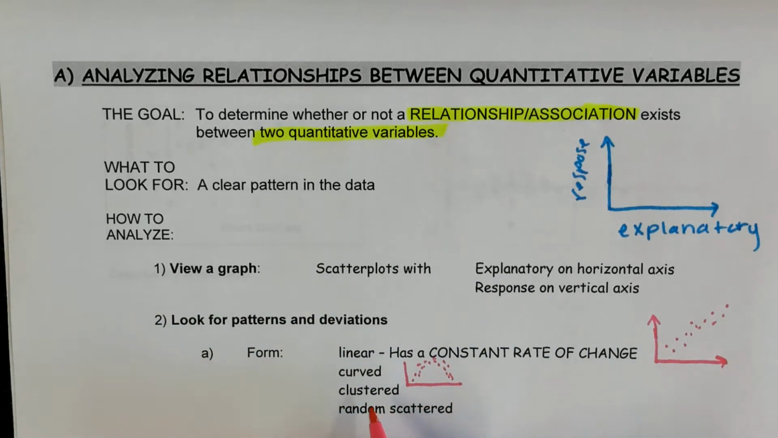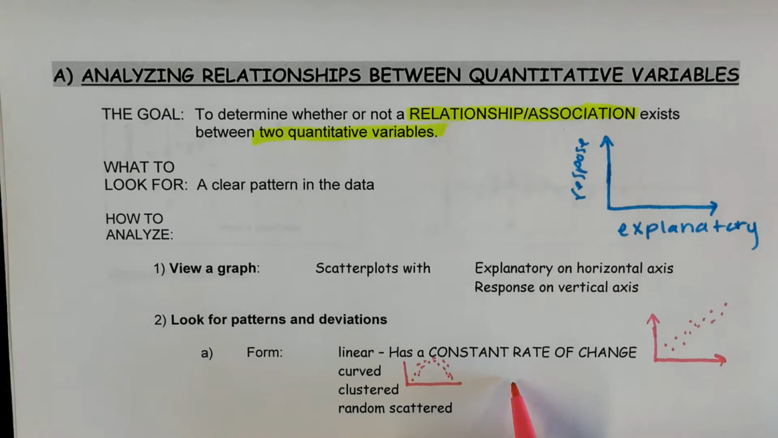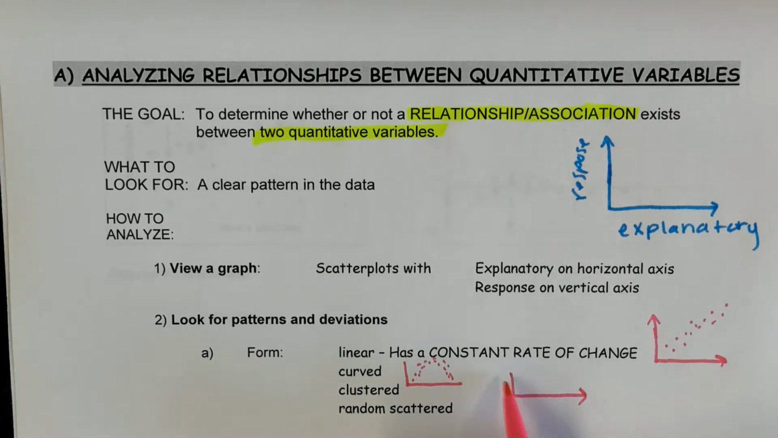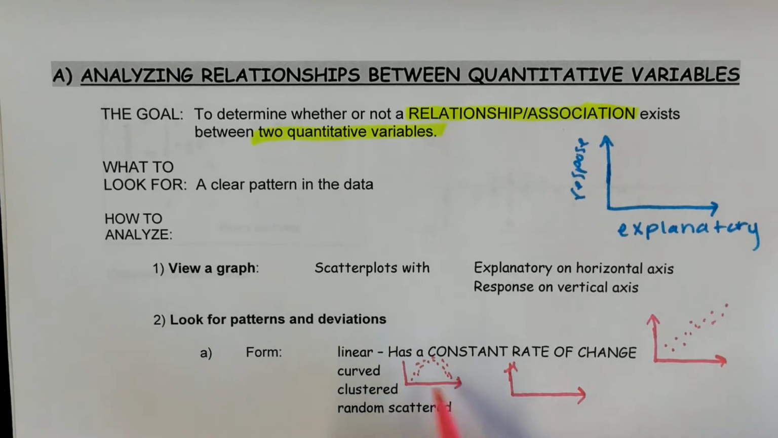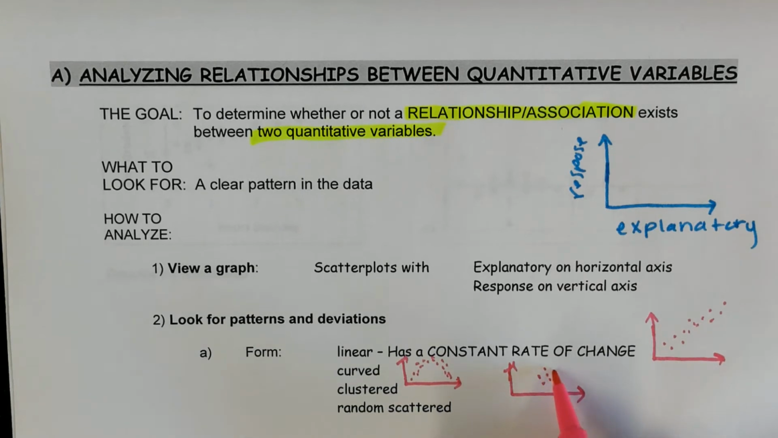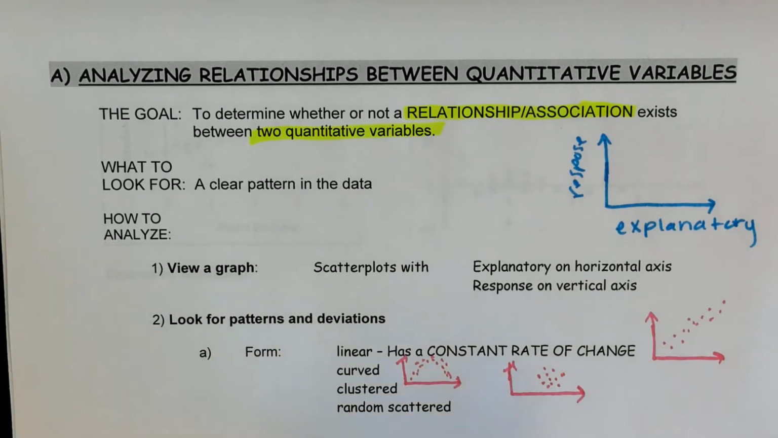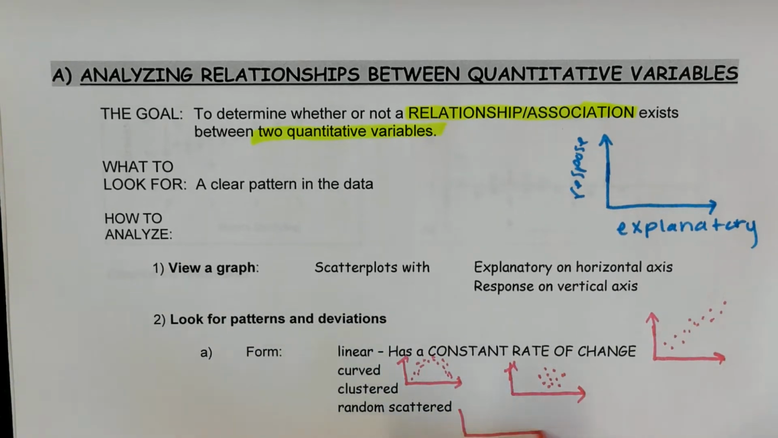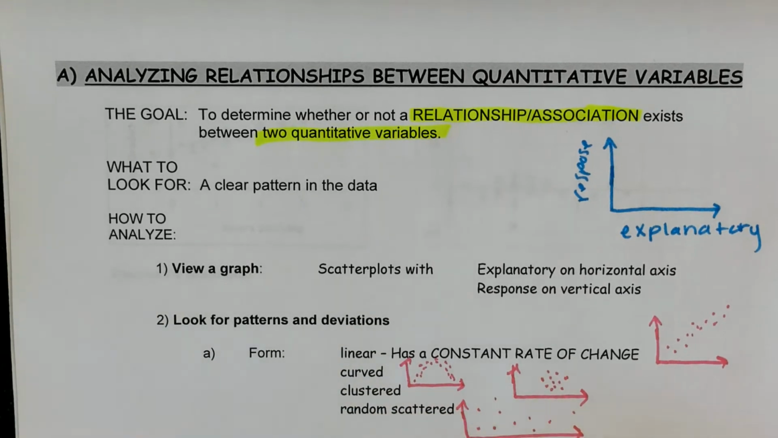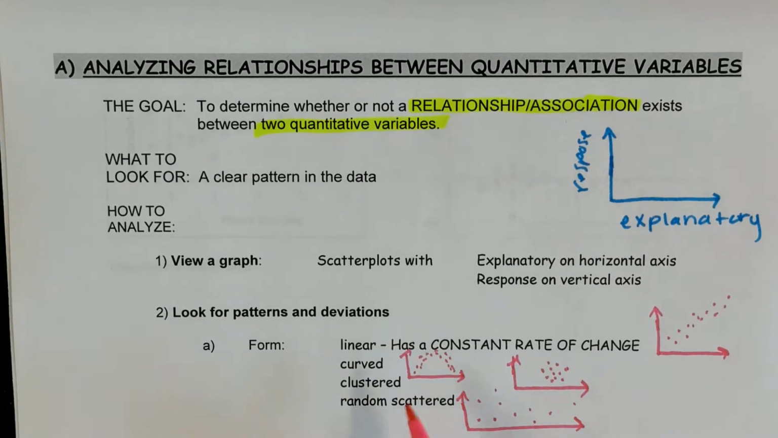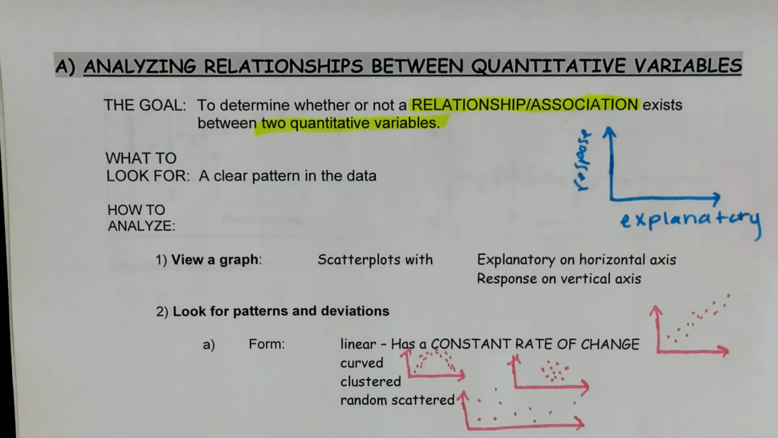Or maybe it's a cluster graph, where everything is just in a ball right here in the middle. Or maybe it's just randomly scattered, all over the place. These are some different options for what scatter plots could look like.